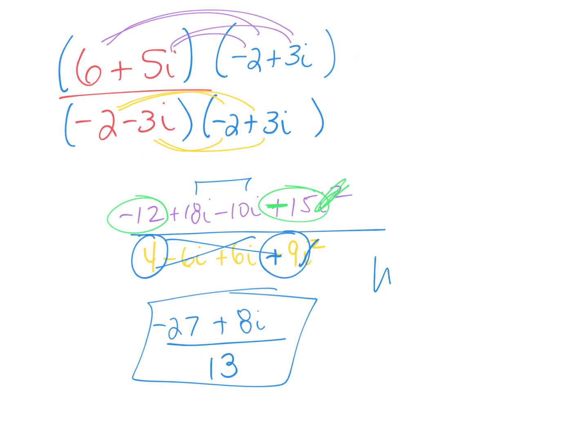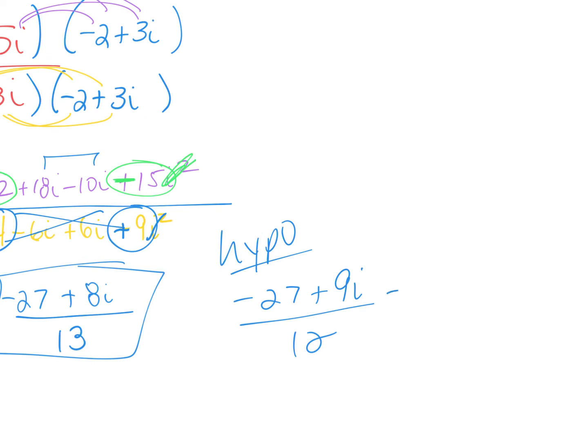But hypothetically speaking, I came out with negative 27 plus 9i over 12. Hypothetical situation. Does anybody notice anything about 27, 9, and 12? They're all divisible. If I were you, I would write this just like you would a quadratic. When you have something plus minus, I would say negative 27 over 12 plus 9i over 12 and simplify independently.